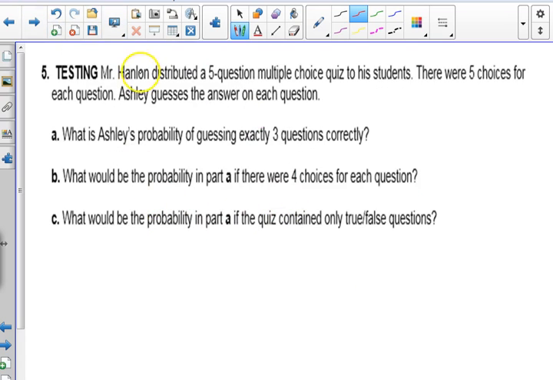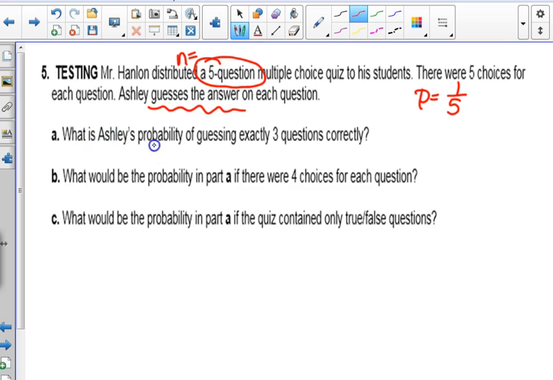All right. Mr. Hanlon distributed a 5-question multiple choice quiz. So this is the number of questions. This is going to be our N, and that does not change anywhere in this. There are 5 choices for each question. That changes depending on which question we're looking at here. But to begin with, what's the probability we guess correctly? She guesses the answer. Our probability is going to start out as 1 out of 5.